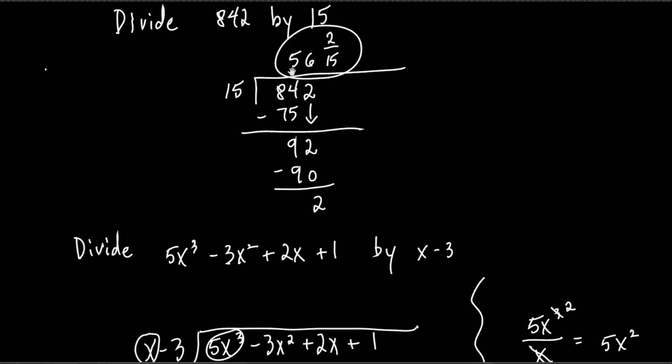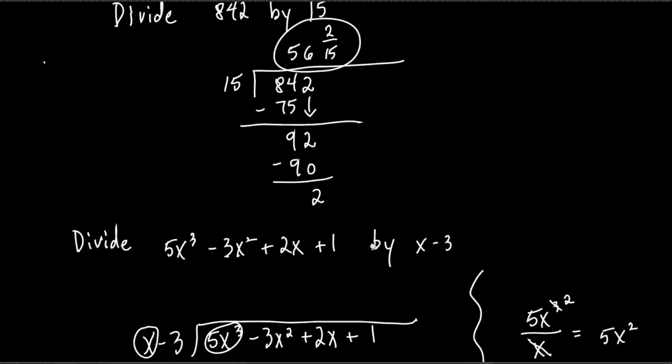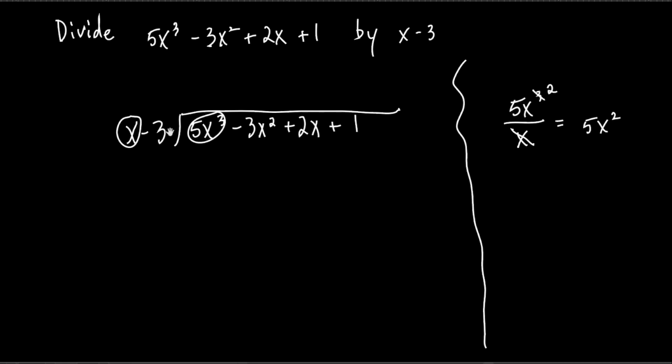I put it at the top. That's exactly right, okay? So I said, how many times does 15 go into 84? 5 times. Where does it go? It goes on the top. Over here, it's the same thing. How many times does x go into 5x cubed? 5x squared times. Where does it go? On the top. Just like that regular division problem.